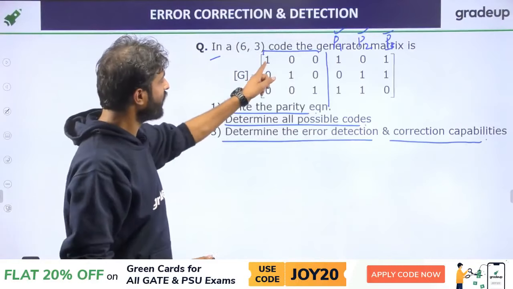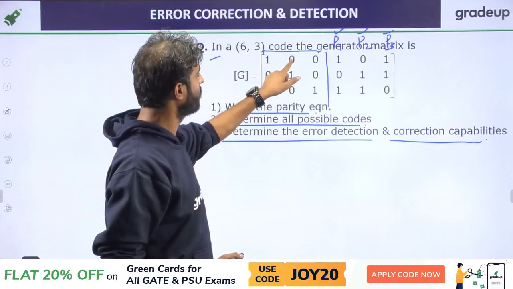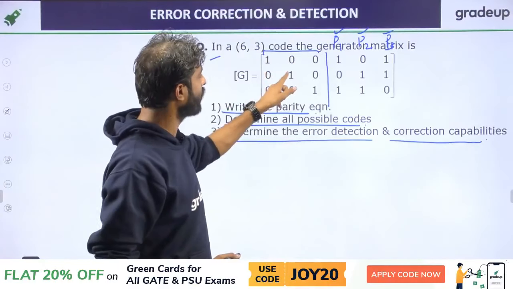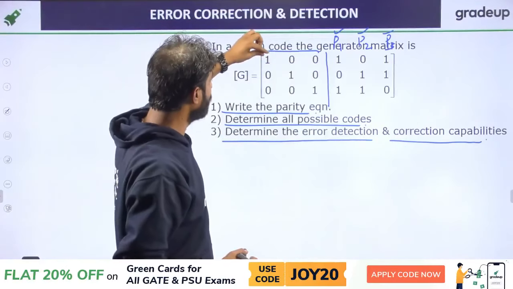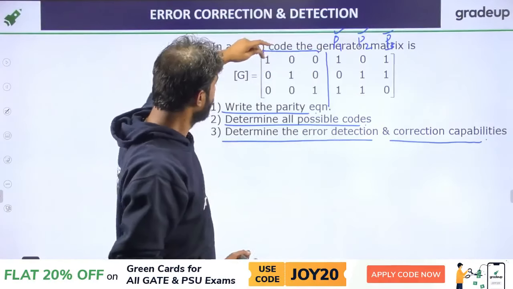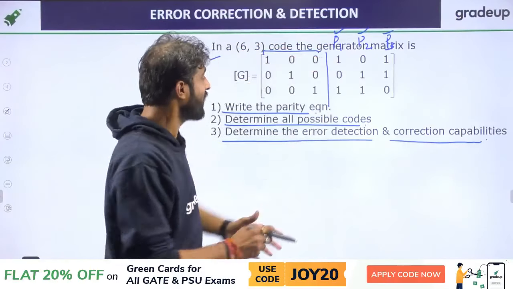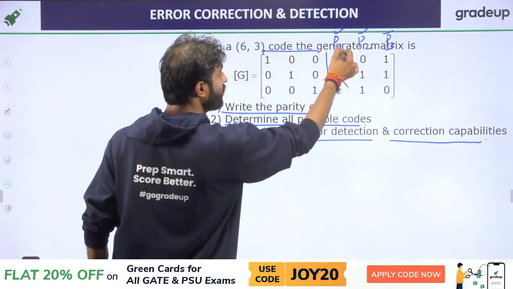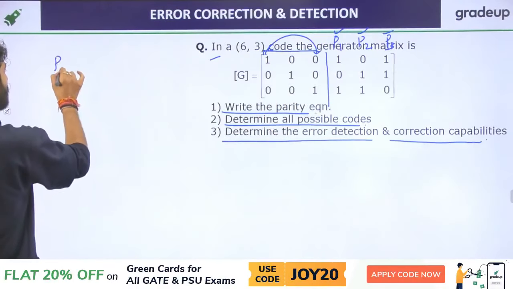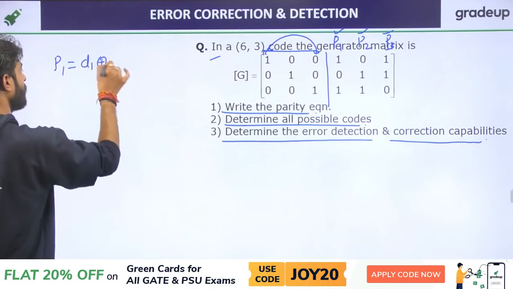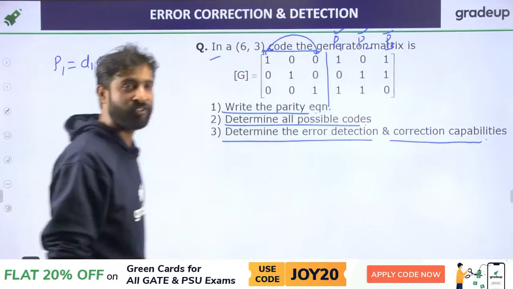If we do XORing with this bit and this bit, 1 XOR 0 gives 1, and 0 XOR 1 gives 0, so it is not a combination of these two. Now if we take D1 and D3: 1 XOR 0 is 1, 0 XOR 0 is 0, 0 XOR 1 is 1. Yes, this is the XORing, so we can write P1 as D1 XOR D3.